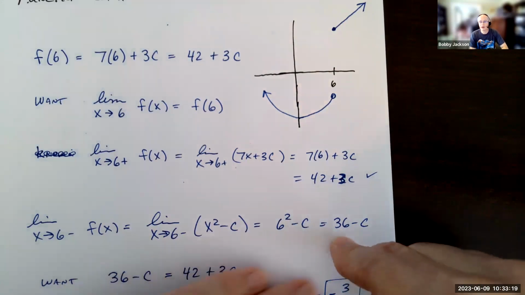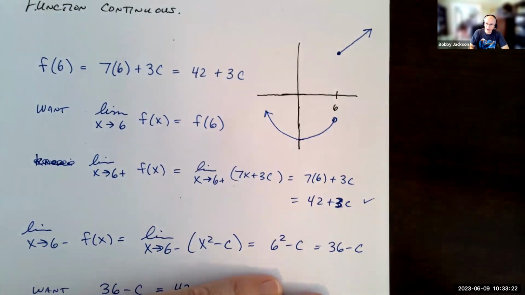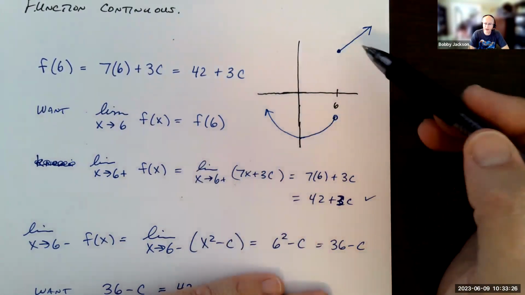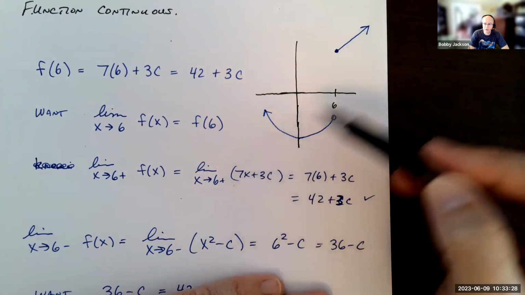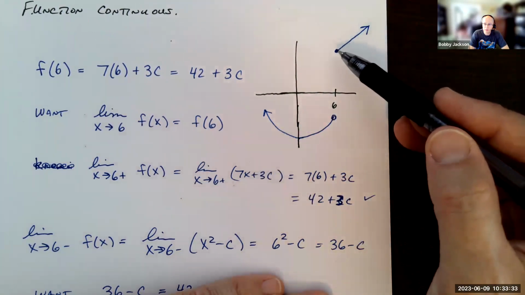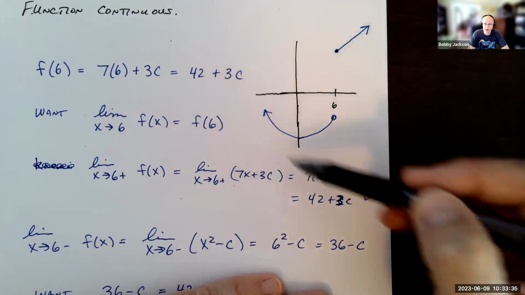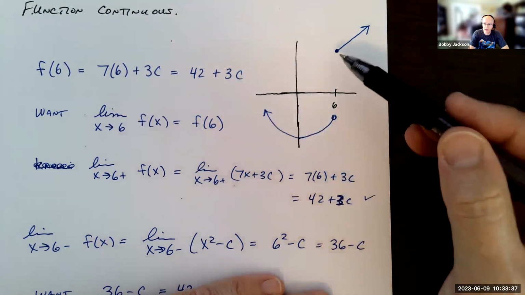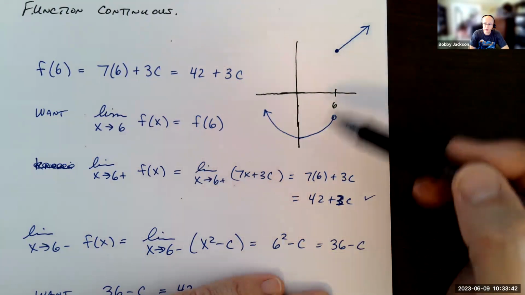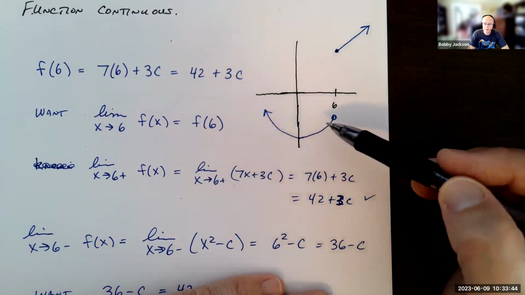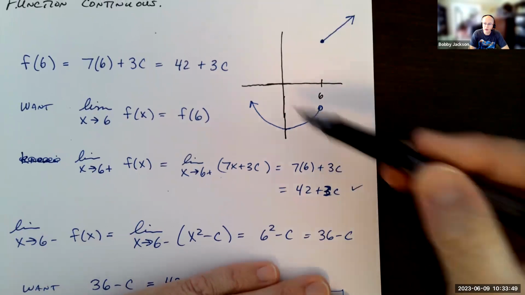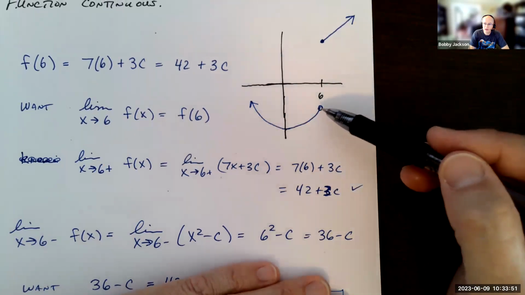So we're going to do that here in a minute algebraically, but graphically what we have so far is, as we approach 6 from the positive side, 7x plus 3c is a linear function, and we're getting closer and closer to what? To this point, whatever it is. This value is equal to the value of the function, so we are actually right continuous. The limit from the left, though, right now is some value. It's the 36 minus c. We need to find the value of c that makes these two values the same.